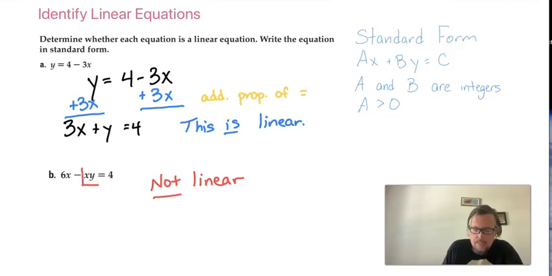This one right here. Because of that xy, it cannot be written in standard form because standard form is just x and just y. Having the xy together, having that combination variable, automatically means this cannot be written in standard form, which means whatever shape this would be if I graphed it, it wouldn't be a line. So this is non-linear.